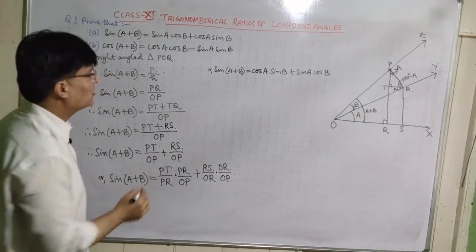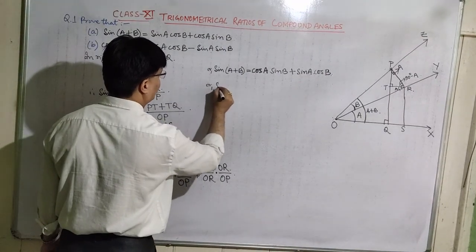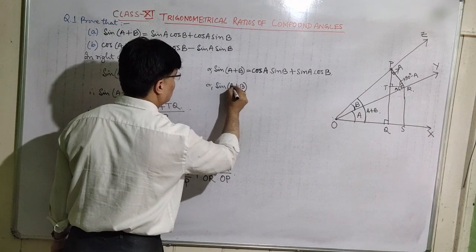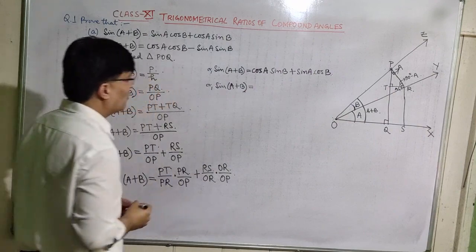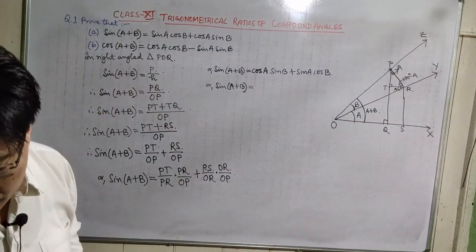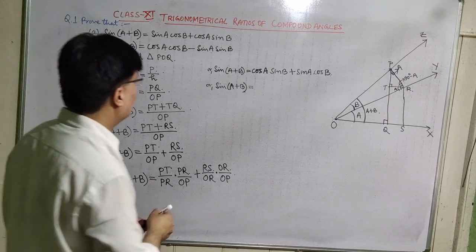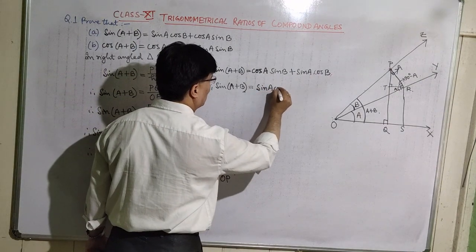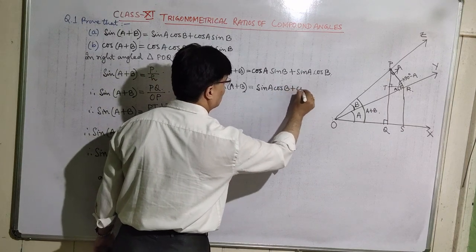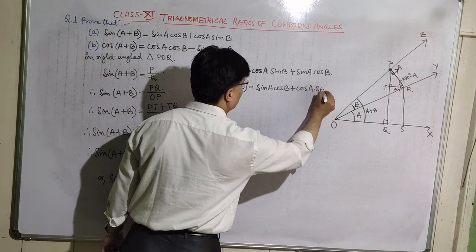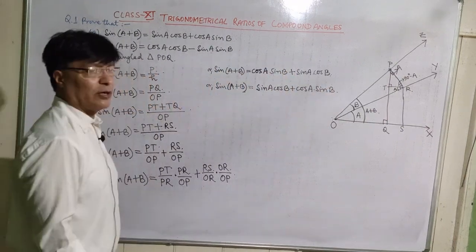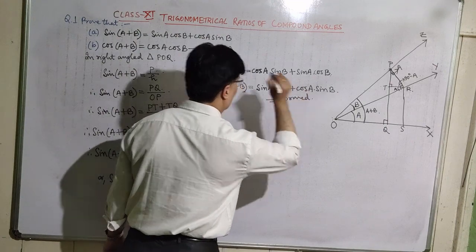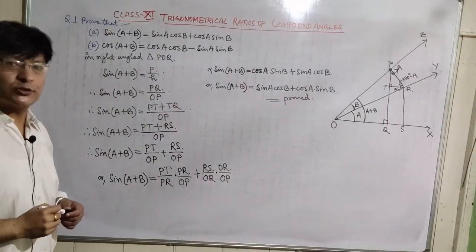So I think you have understood it. Or you can write, this is sine of A plus B is equal to, what is the formula? So sine of A plus B is equal to, let us write down this first. It is sine A cos B plus cos A sine B. I think you have understood it. We have proved the first part.